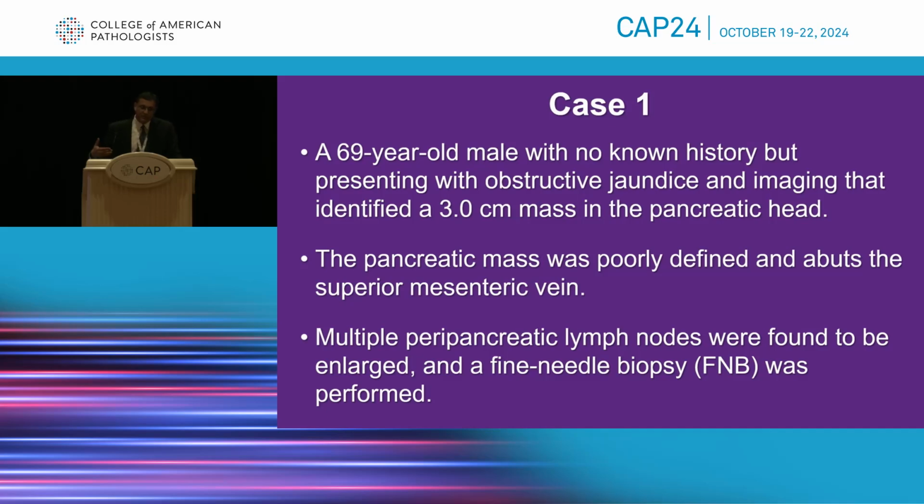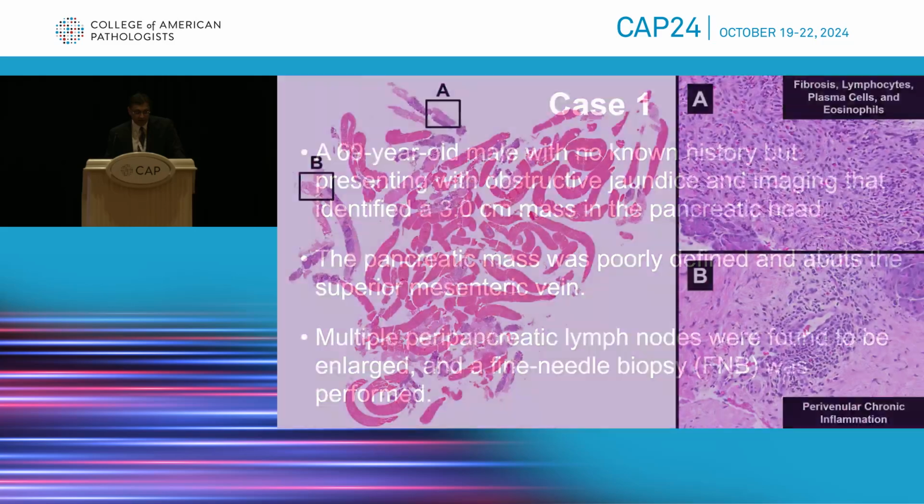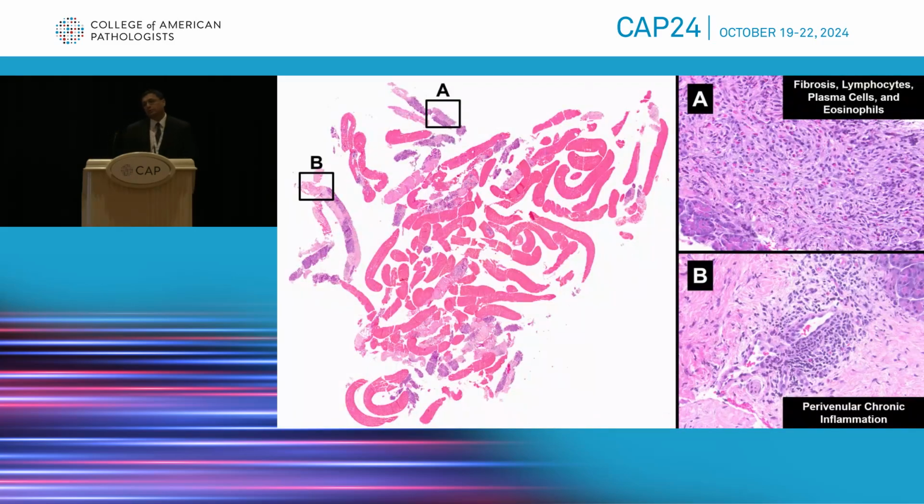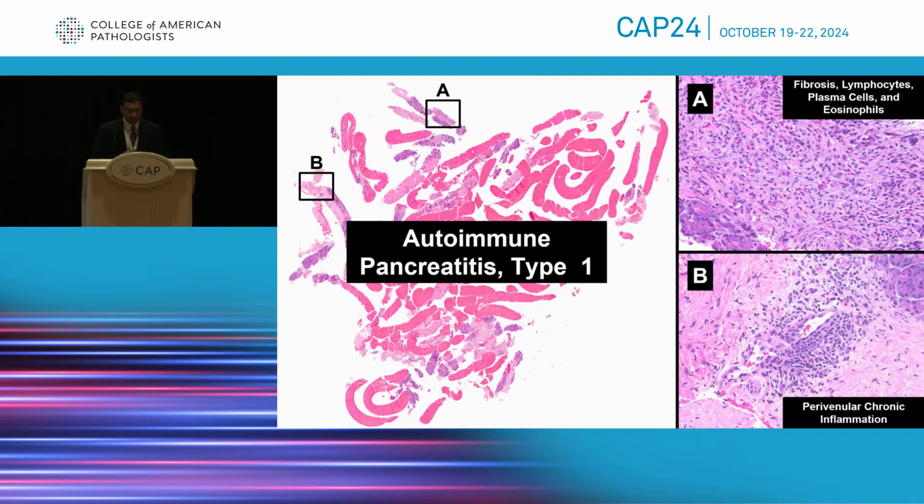So going back to our case of a 69-year-old male with jaundice and a 3-centimeter pancreatic head mass, along with peripancreatic lymphadenopathy, the FNB consisted of multiple tissue fragments, a pancreatic parenchyma with lymphocytes, plasma cells, eosinophils, along with fibrosis in the background. Moreover, there's this perivenular chronic inflammation consistent with venulitis. And hopefully the case is a little more straightforward now, going through that systematic approach, where in the last few minutes we've talked about type 1 AIP.